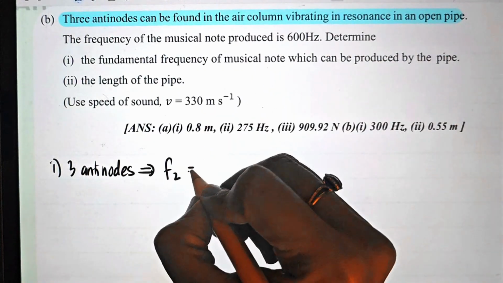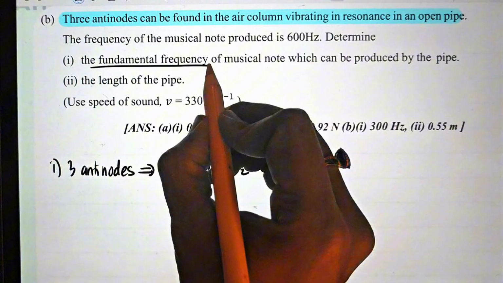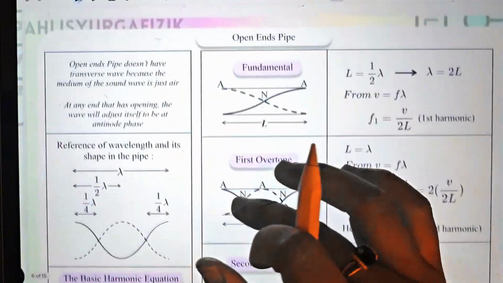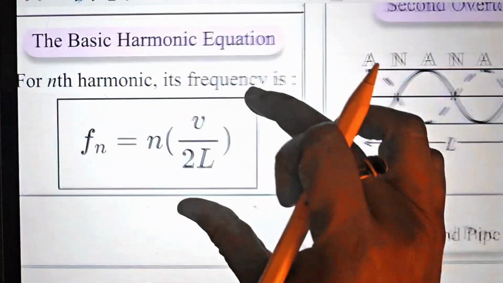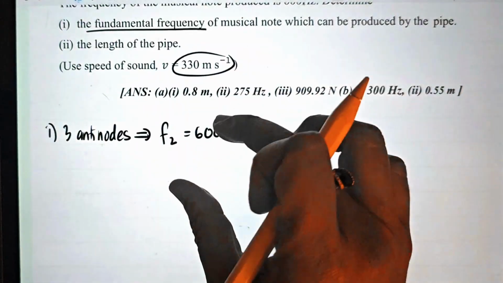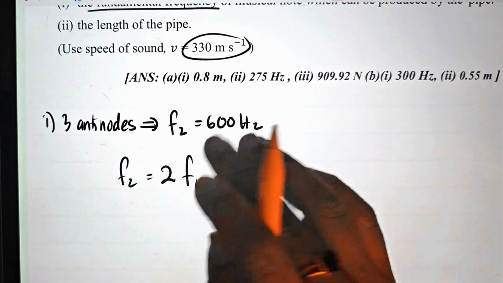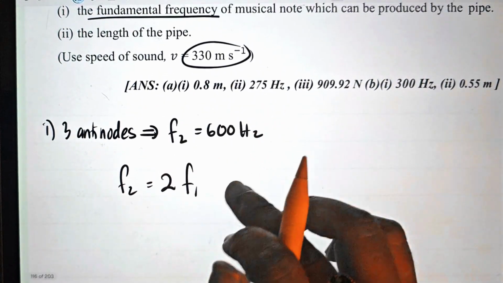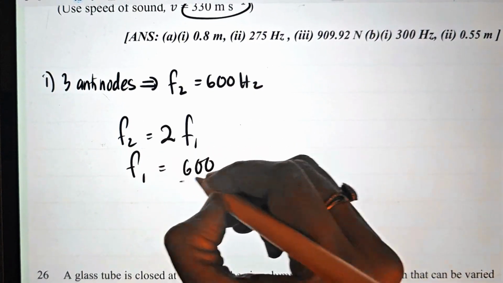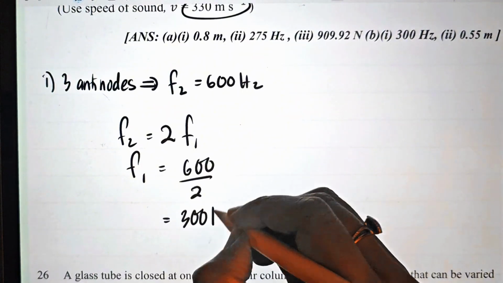It is 600 Hz. The question is asking for the fundamental frequency. The basic equation for the open-ended pipe is Fn equals N times F1. So I can just use F2 equals 2F1. We want the fundamental frequency, right? So F1 equals 600 divided by 2. So we straight away get 300 Hz.